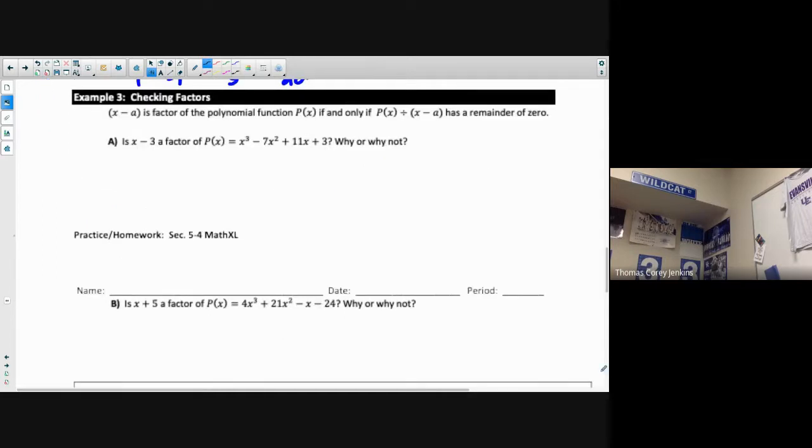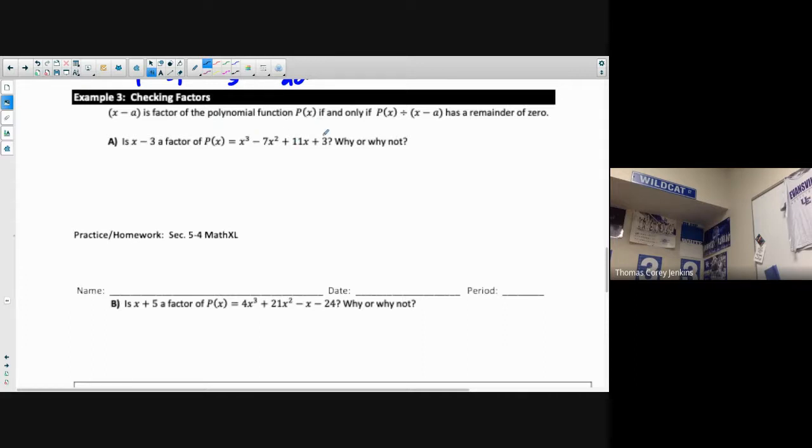All right, so I said today's lesson was mostly procedural, but now we will see how we can apply some of it, right? So we know that synthetic division works pretty quickly. Now we'll see how it ties in, right? So it wants to know, is x minus 3 a factor of x cubed minus 7x squared plus 11x plus 3?